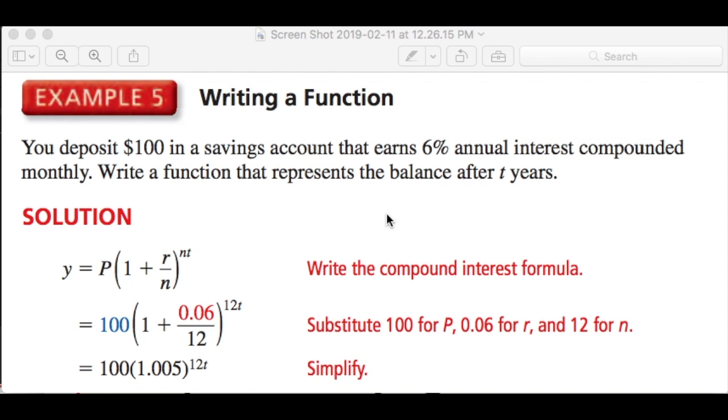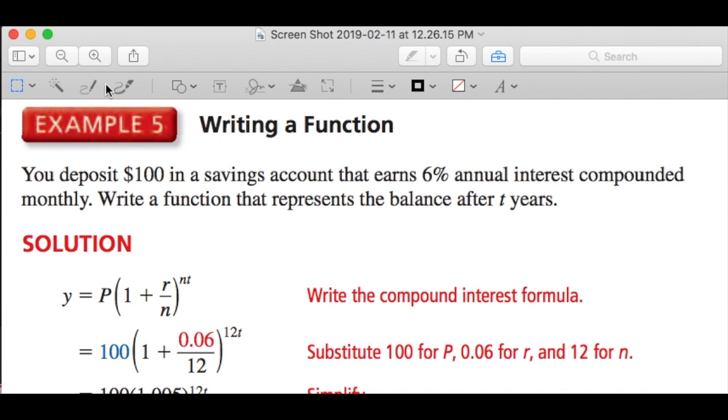Looking at example 5 from your book, you deposit $100 into your savings account that earns 6% annual interest and is compounded monthly. Write a function. So what is our initial amount? How much did I put into the savings account? $100. So that's your P. That stays right there. What's the interest? 0.06. It's 6%. So you put it here for R.